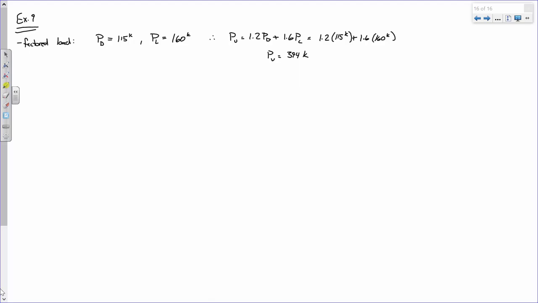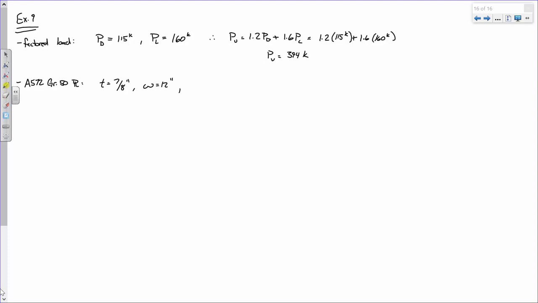Now, what do we know about these plates? We were told that these are A572 grade 50 plates. We know the thickness is 7/8. We know the width is 12 inches. Now, when we're doing a bolt bearing check, do we need FY and FU? We just need the FU value, because here's our bolt bearing check, and FY doesn't come into play.